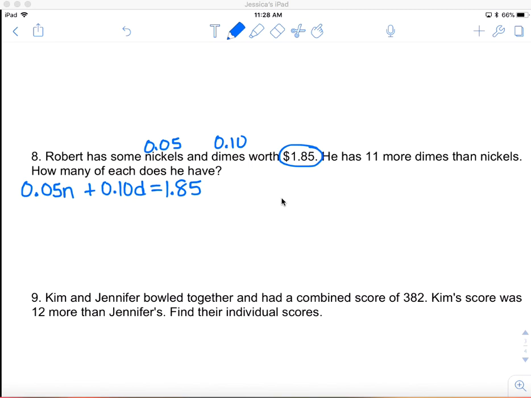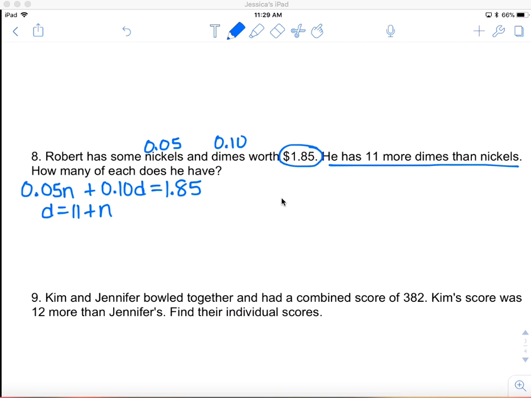Then it says he has 11 more dimes than nickels. That sentence right there is dealing with how many coins he has. So I don't need to include how much they are worth. So 11 more dimes than nickels means his dimes is 11 plus nickels, 11 plus n. This problem is set up for substitution.